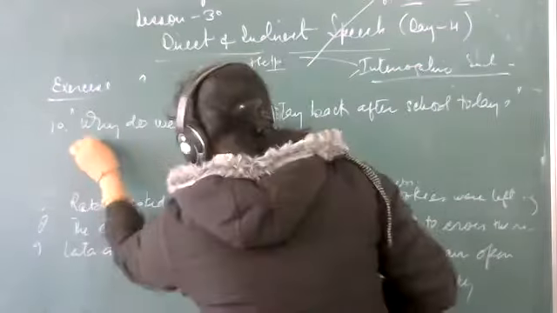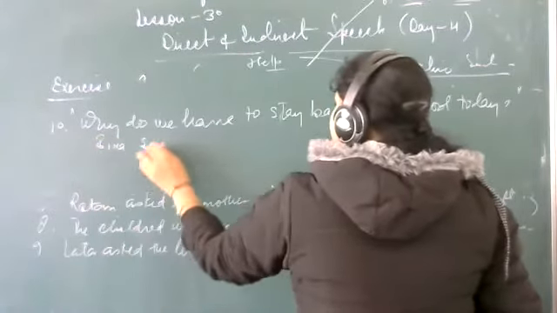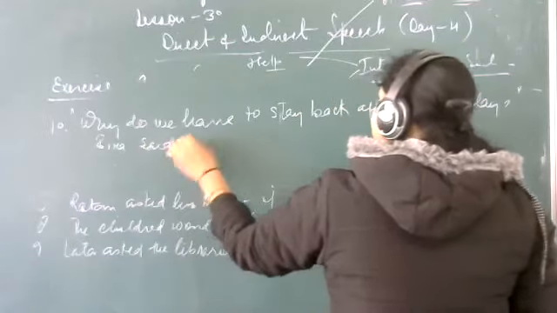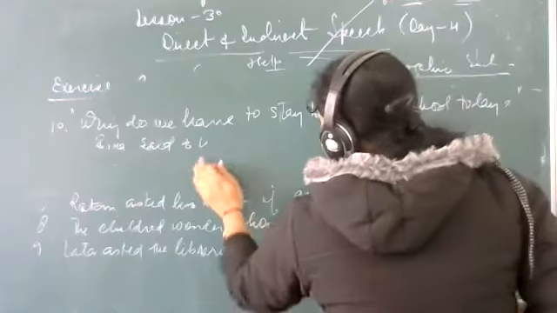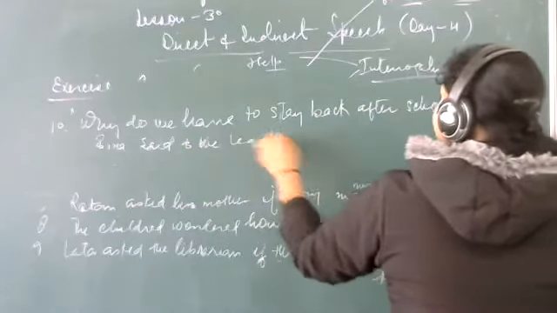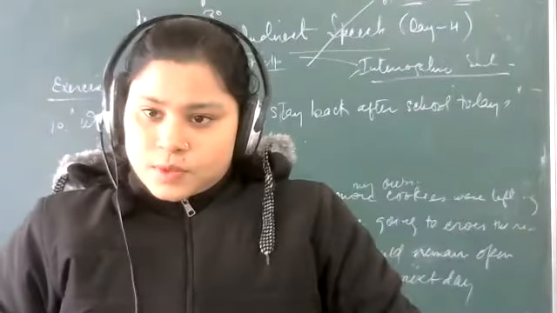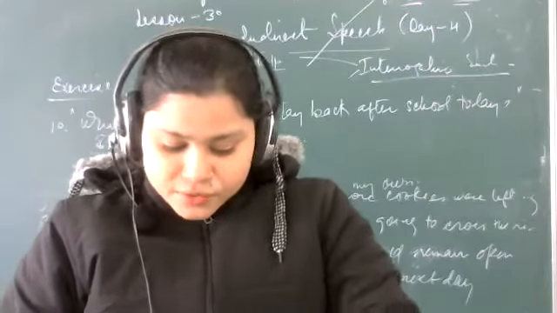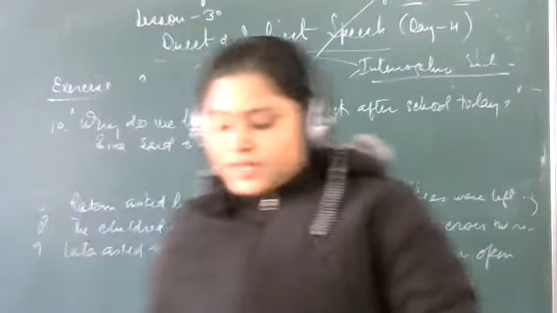Beena said to his teacher. Then after comma, Beena said to the teacher. Clear? That was the question. See, what she was asking, that why do we have to stay back? So she asked the teacher why they had.